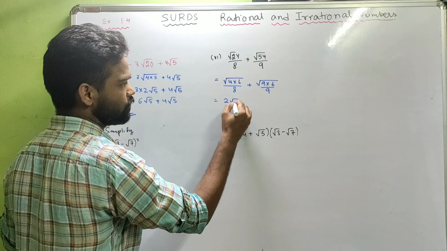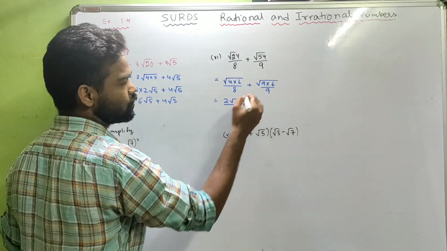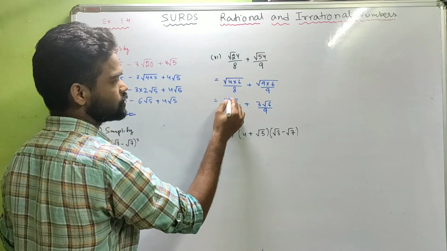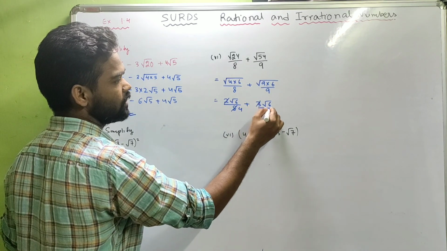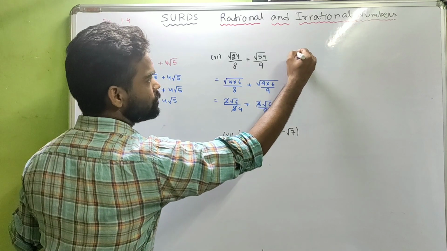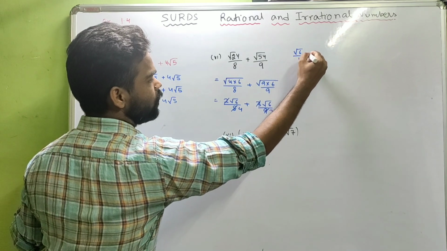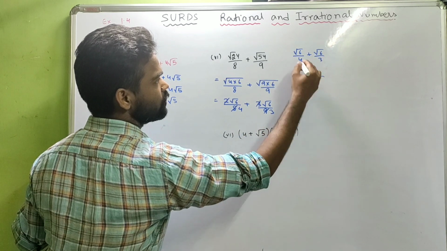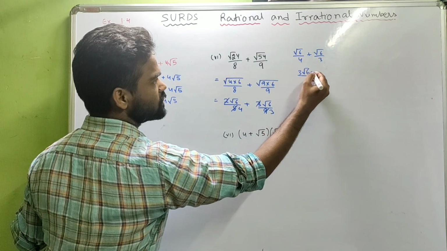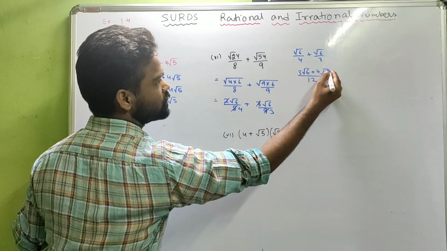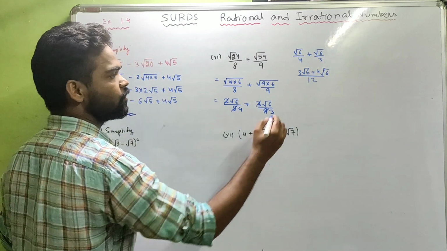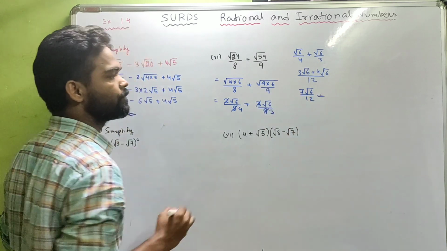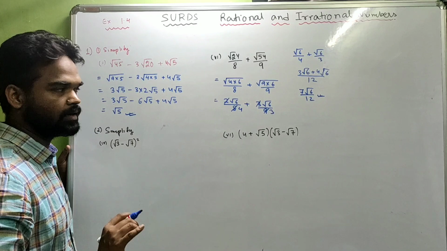Now root of 4 is 2. So that's twice of root 6 by 8 plus root of 9 is 3. So this is thrice of root 6 by 9. So this is 2 1 times, 2 4 times, 3 1 times, 3 3 times. So this becomes root 6 by 4 plus root 6 by 3. Now you take LCM, that's 12, 4 3 times. So 3 root 6 plus 3 4 times, 4 root 6. Now 3 root 6 plus 4 root 6 will be 7 root 6 by 12. And that's my answer. Clear?